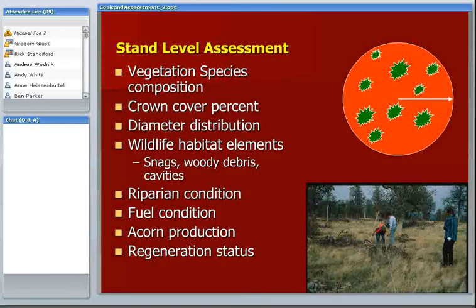Is there a new cohort of regeneration that's going to replace some of your mature trees as they die or they're harvested for some commercial product?